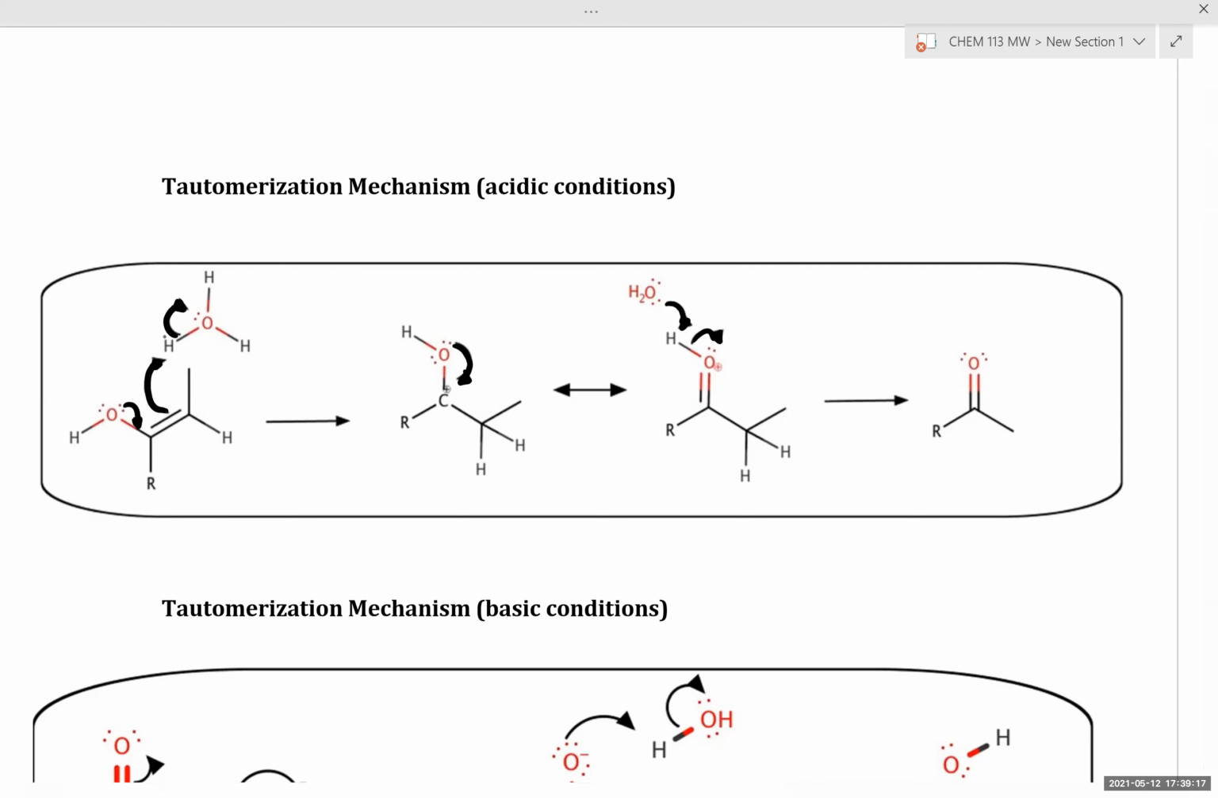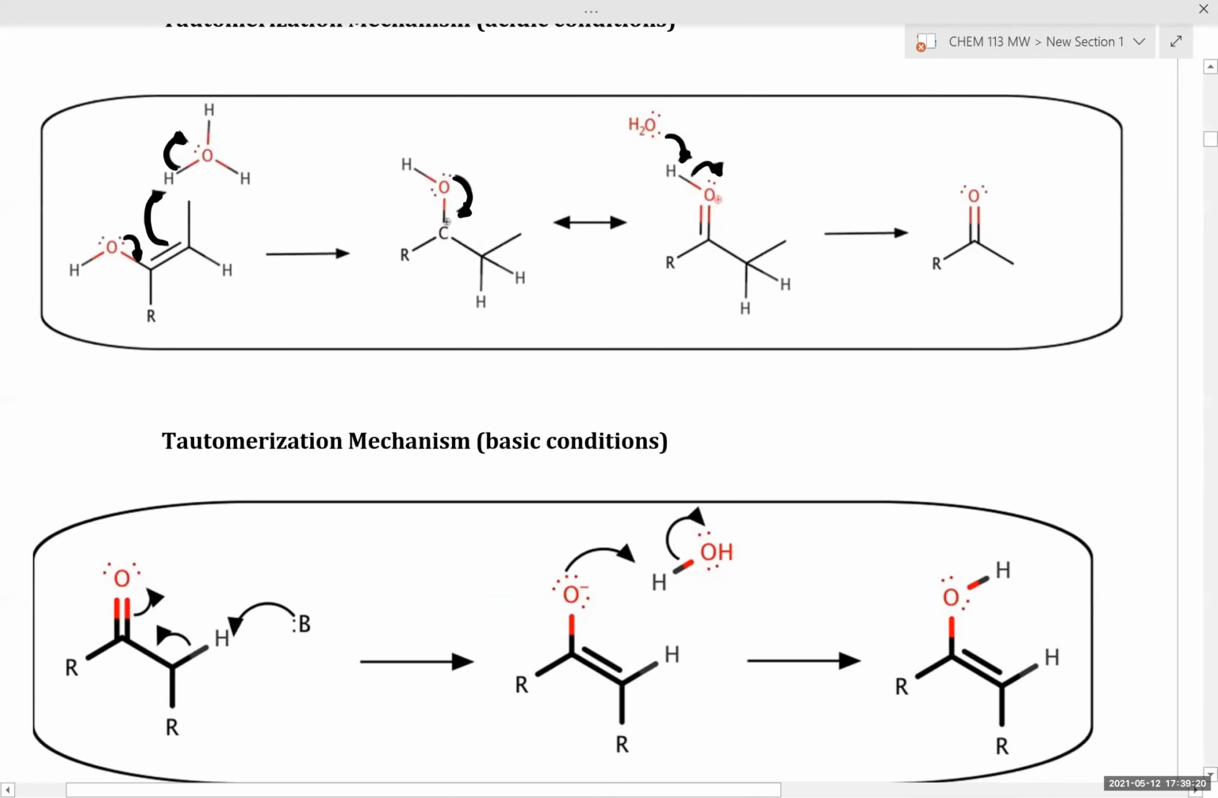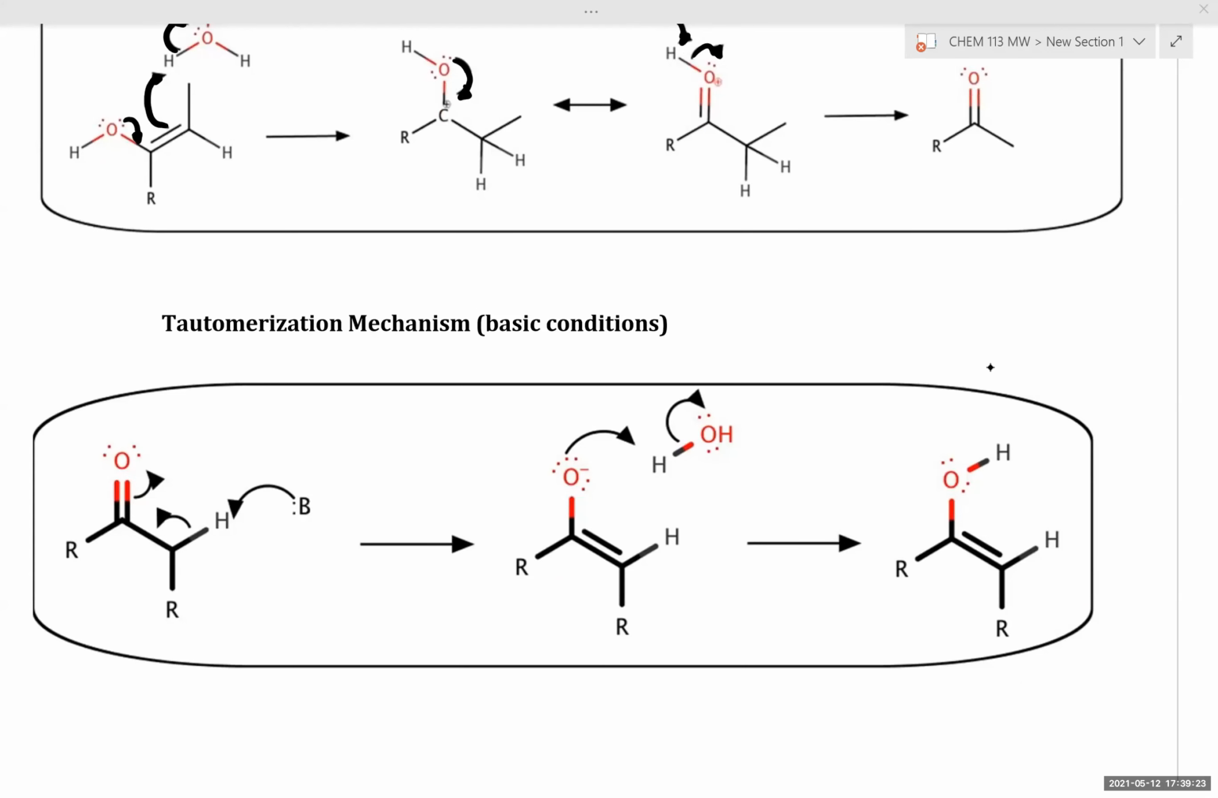Let's talk about the tautomerization mechanism under basic conditions. In this case, starting from the keto form, base will pull off a proton and will generate our corresponding enolate. From here, rather than protonating our enolate at carbon, we can protonate our enolate at oxygen and generate the corresponding enol tautomer. Does this mechanism of tautomerization under basic conditions make sense?